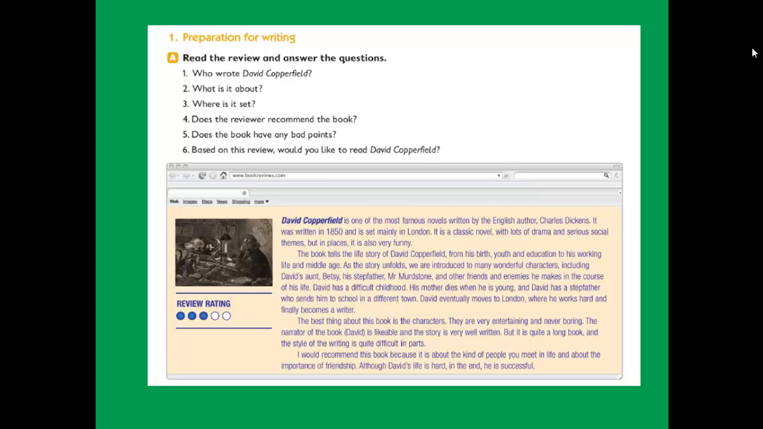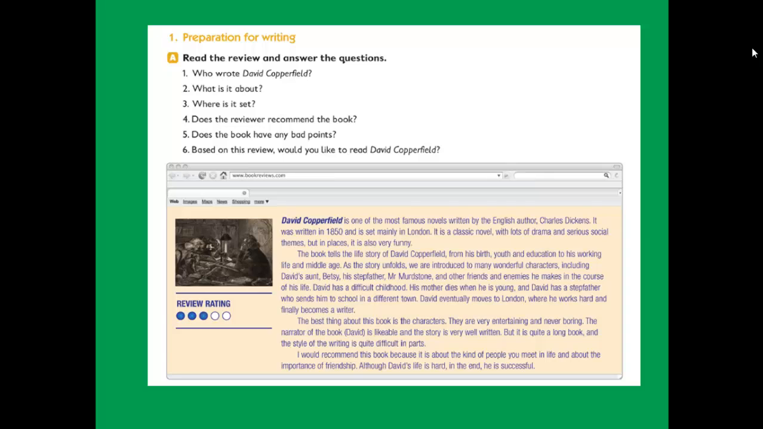Number 4. Does the reviewer recommend the book? Yes, he does. Number 5. Does the book have any bad points? Yes, it does.